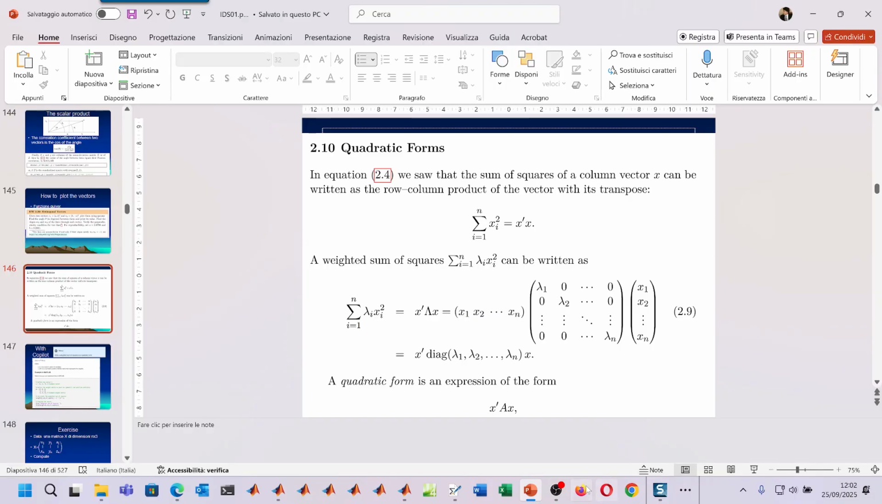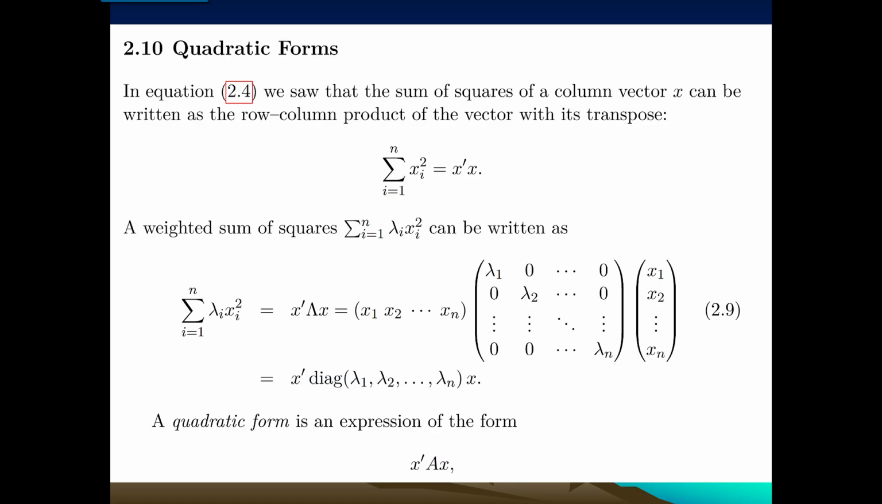And then quadratic forms. What is the geometrical interpretation of these quadratic forms? This sum of squares, weighted sum of squares, can be written, as you can see here, as what is called a quadratic form. That is an expression of this form: a row vector times a matrix times a column vector.